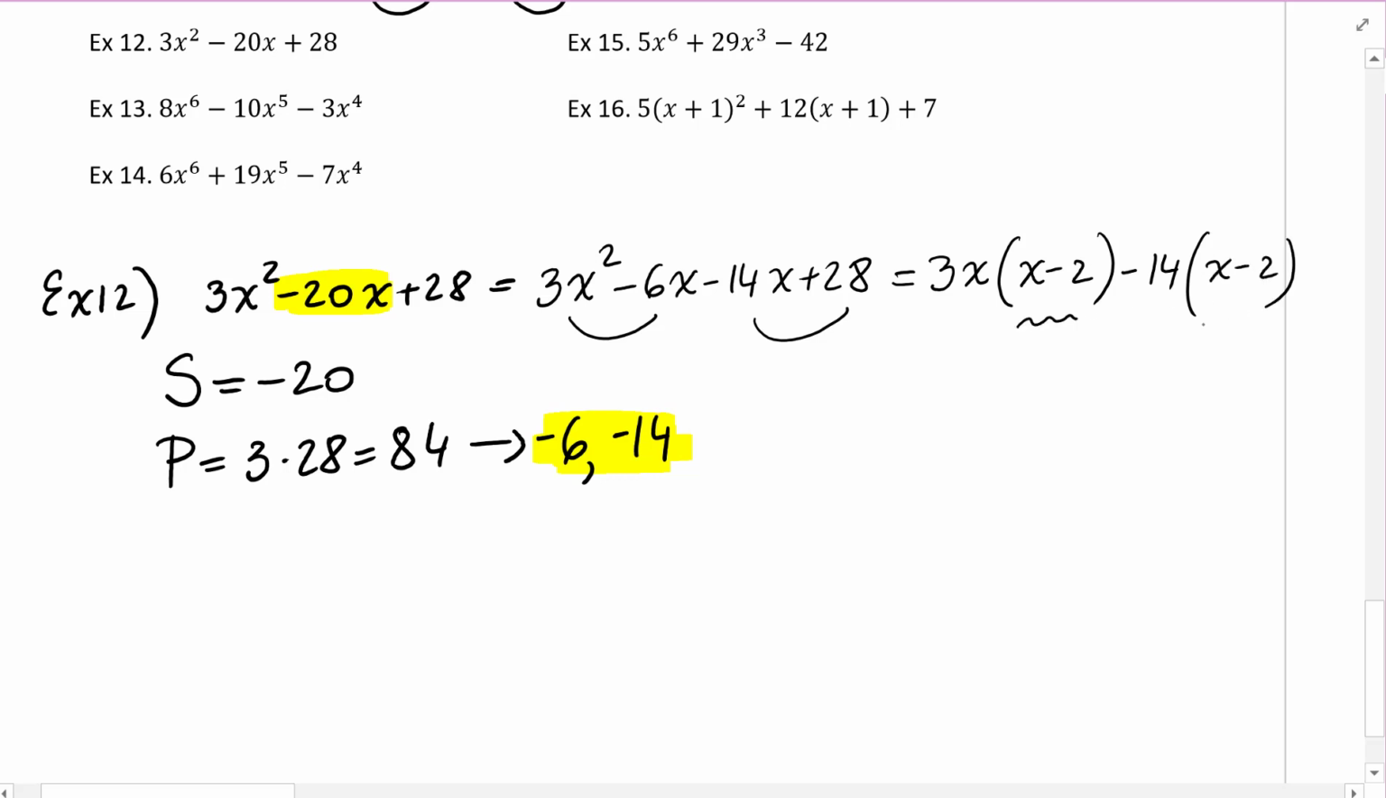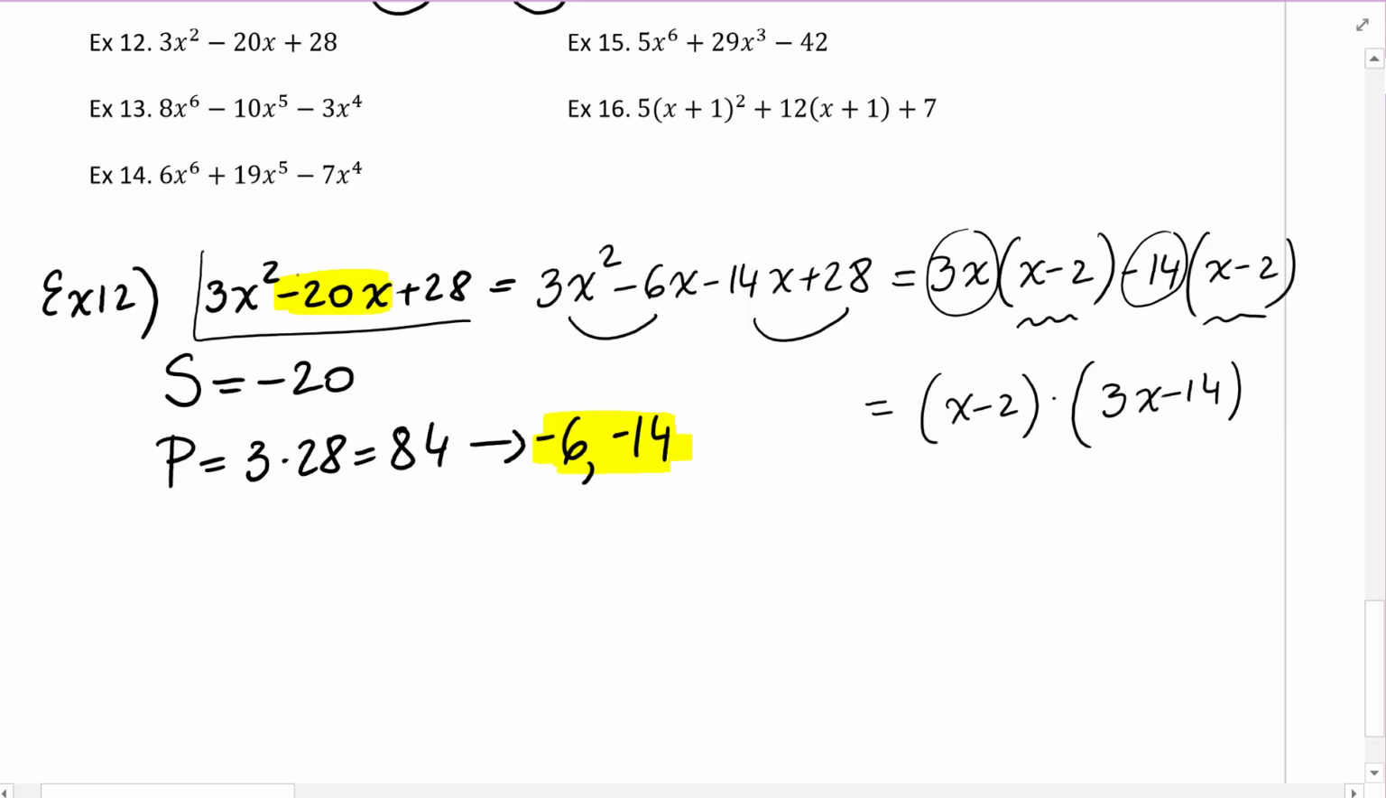So we notice how x minus 2 is a common factor, so we end up with x minus 2 times, and the terms that are left are 3x minus 14. And so this trinomial is now factored this way. How do I check? Well, we have to multiply each term, and we should end up with the original trinomial.